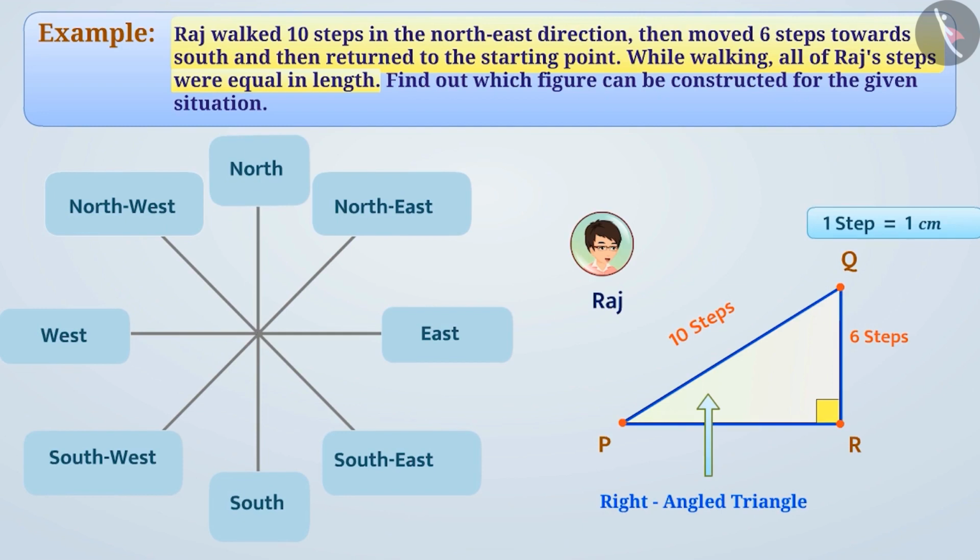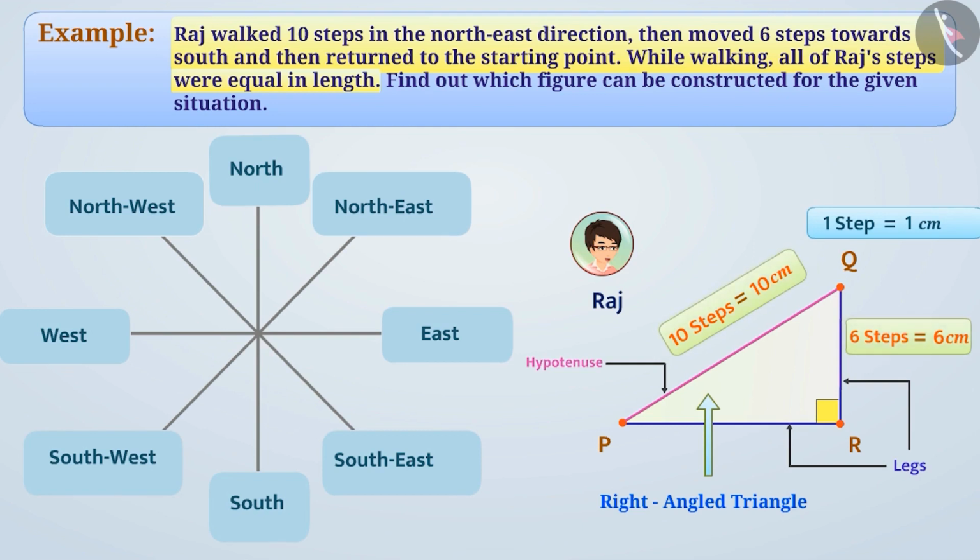Since triangle PQR is a right angle triangle in which angle R is a right angle, we can say that in triangle PQR, the side PQ is the hypotenuse and the sides QR and PR are the legs. If we use the given measurements, we can say that hypotenuse PQ is equal to 10 steps, which is equal to 10 centimeters, and the side QR is equal to 6 steps, which is equal to 6 centimeters. Since we know the measurement of the hypotenuse and a side of a right-angled triangle, we can construct a unique triangle using the RHS criterion.